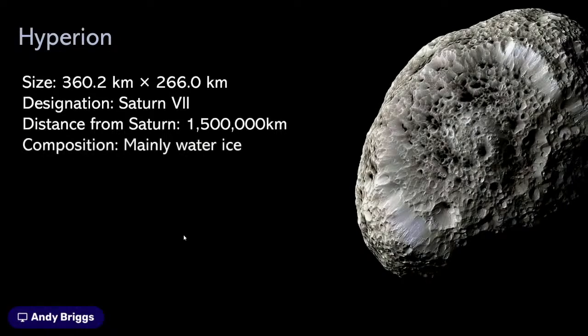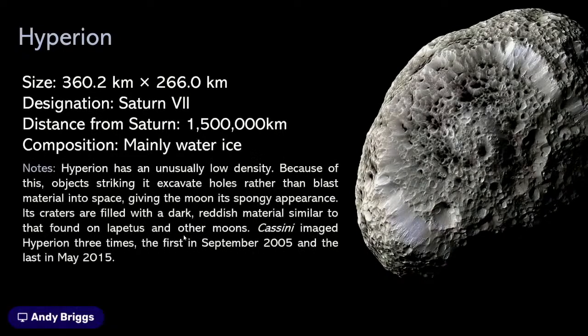Its composition is mainly water ice with a bit of rock thrown in. And it's got an incredibly low density for a moon of its size. Now, what this means is when meteoroids, if you want to call them that, bits of rock hit it, instead of causing a big impact and a huge crater and flinging material into space, the density of Hyperion is so low that it just sort of punctures the surface and digs downwards without actually making a huge crater.